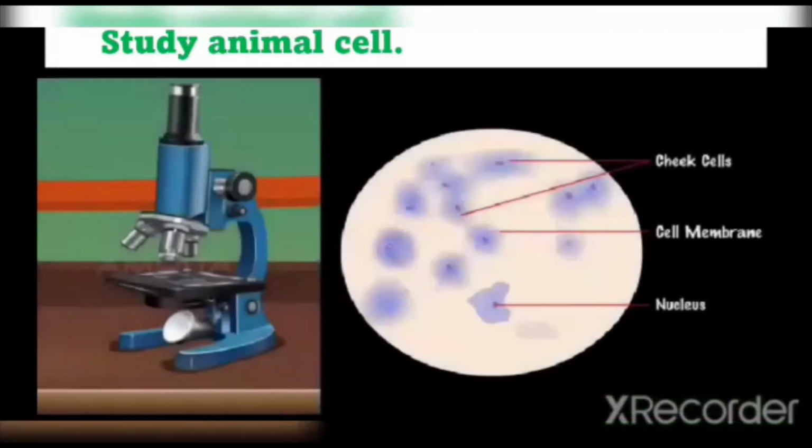Conclusion. As the cells observed do not have a cell wall or a prominent vacuole, the cells of the specimen on the slide are animal cells.